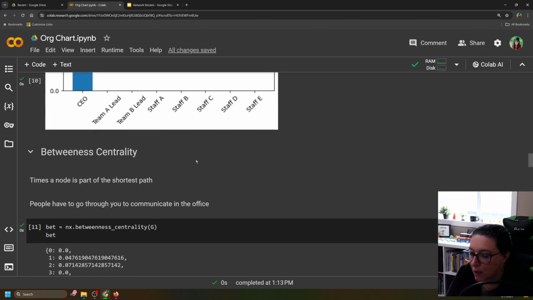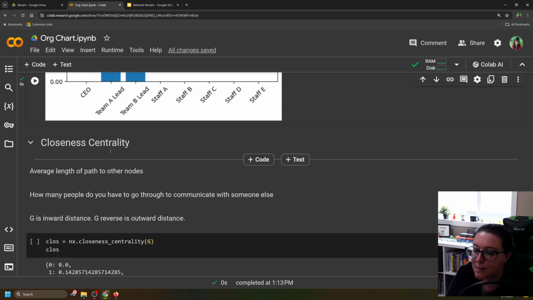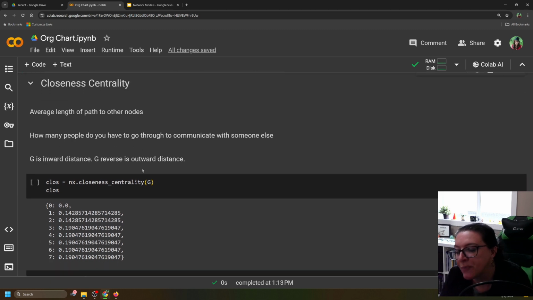All right, so our last one here is closeness. So that was betweenness. Let's look at the last one, which is closeness. Closeness is the average length of the path to other nodes. How many people do you have to go through to communicate with someone else? So it's going to be similar to the betweenness, but it's also going to consider multiple paths. Whereas with betweenness, it was how many people we had to go through, closeness will also consider the number of paths.